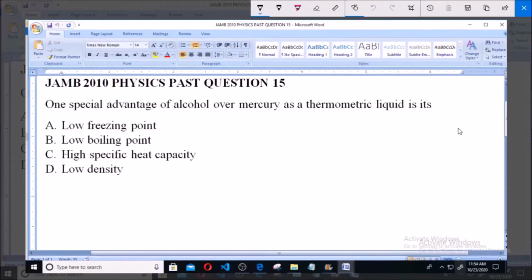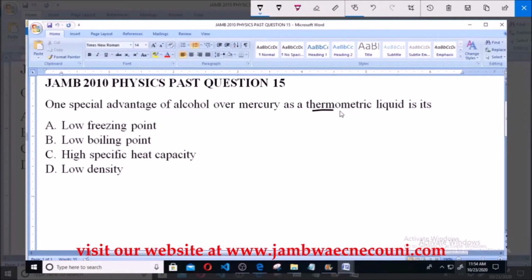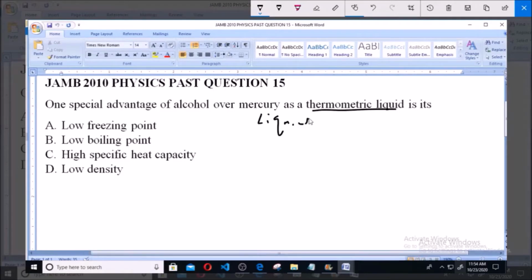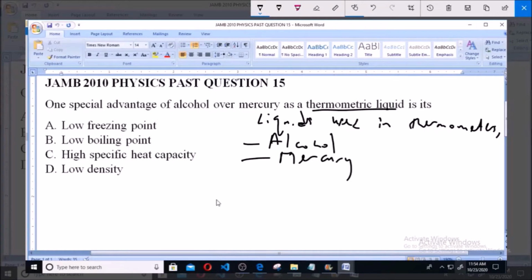Hello and welcome. I will be answering Jamb 2010 Physics Past Question 15. One special advantage of alcohol over mercury as a thermometric liquid is its A. Low freezing point, B. Low boiling point, C. High specific heat capacity, D. Low density. So in terms of thermometric liquids, that is liquids used in thermometers, you have alcohol and you have mercury. So you have mercury thermometers and alcohol thermometers.